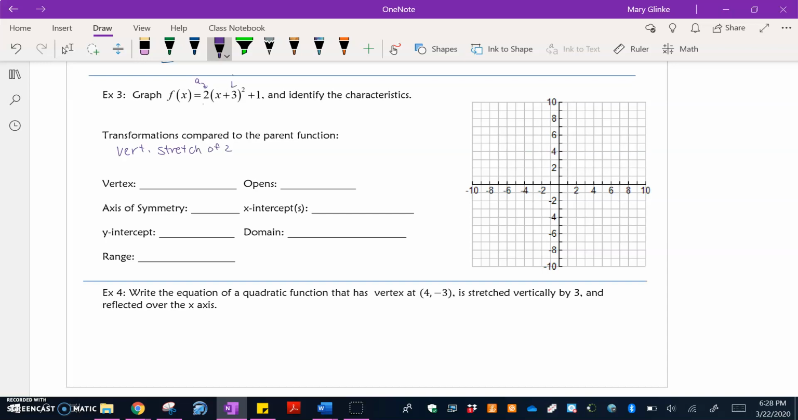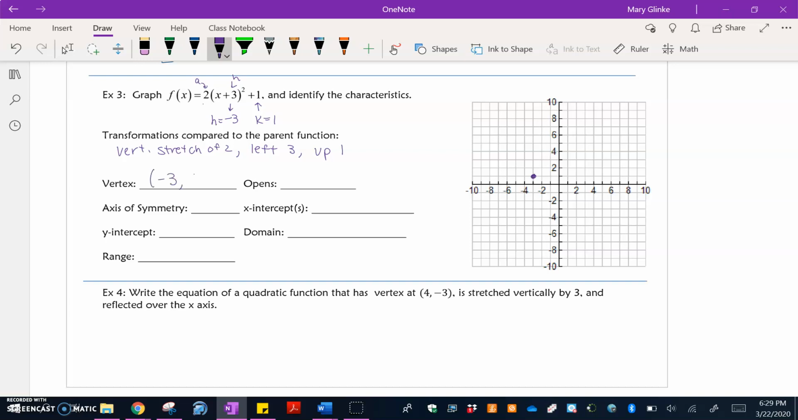My h value is going to be the opposite of this. So my h value is -3, which means I'm actually going to be moving my graph left 3. And my k value here is going to be the +1, and that moves my graph up 1. So if you imagine taking your point and moving it left 3 and up 1, you can imagine that point there. That's going to be your vertex.